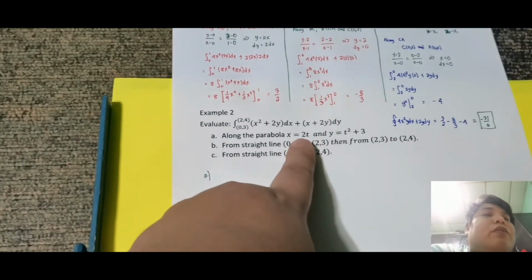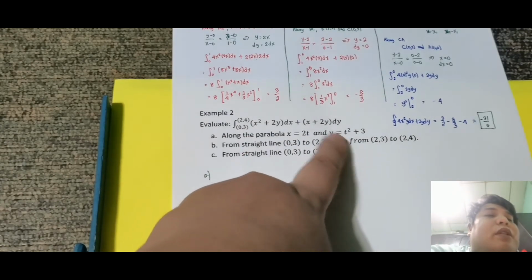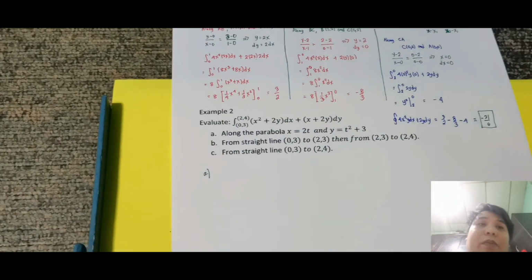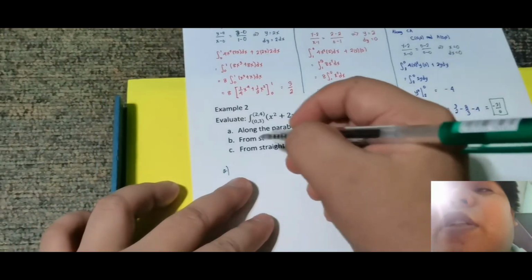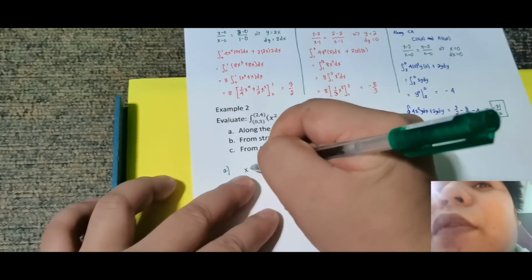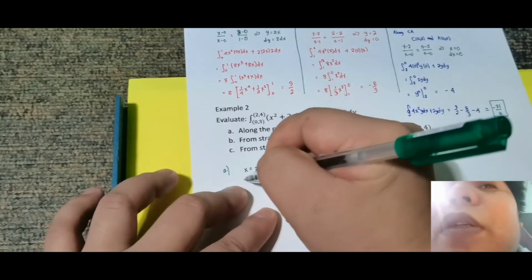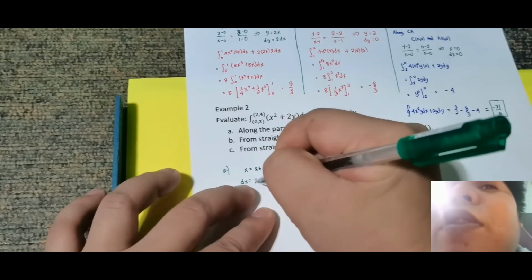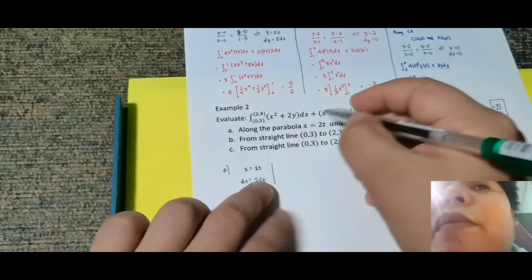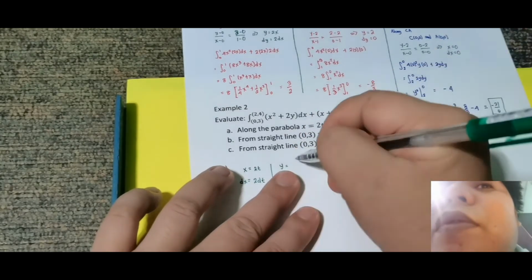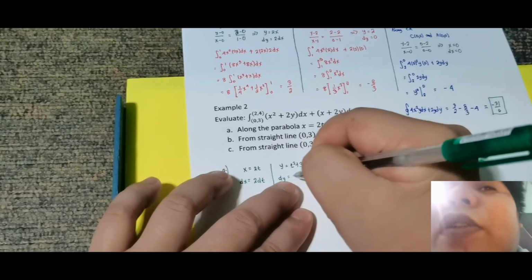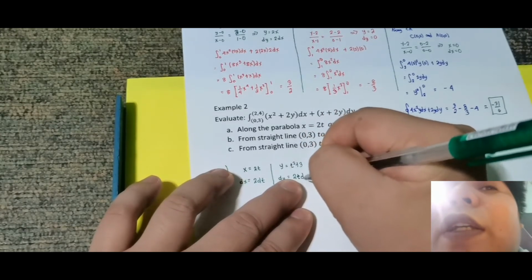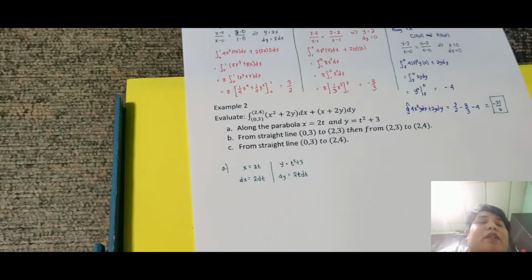Ang gagawin ko, lahat nung t, so yun, yung 2t na yan, papalit ko sa x. Lahat nung y, na t squared plus 3, papalit ko sa y. Ganyan ang gagawin. Tapos, syempre, kukunin mo rin yung derivative o yung kanyang differential. So una, kunin ko yung x is equal to 2t. Pag differentiate ko to, this is dx is equal to 2 dt. Yung isa naman, y is equal to t squared plus 3. Pag differentiate, this is dy is equal to 2t dt. Tama. That is 2t dt.